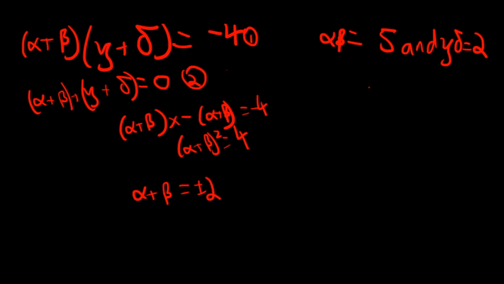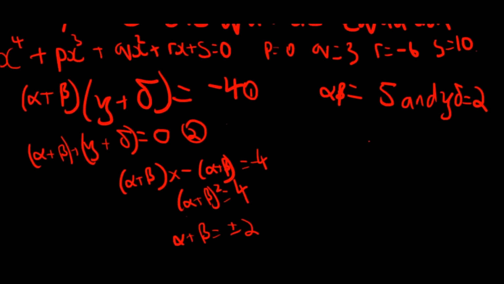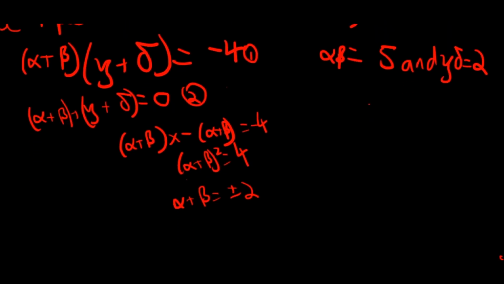And so alpha plus beta is equal to plus or minus 2. And since equations 1 and 2 are symmetric, that means one of the roots will correspond to the value of alpha plus beta, and the other one will correspond to the value of gamma plus delta.